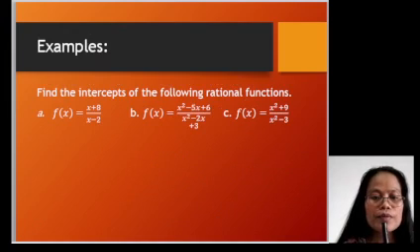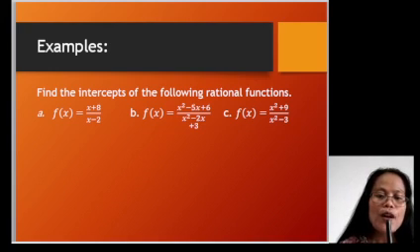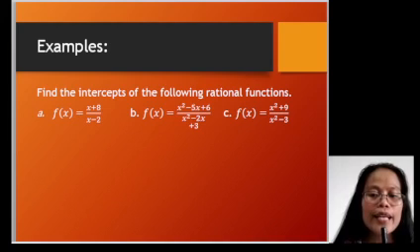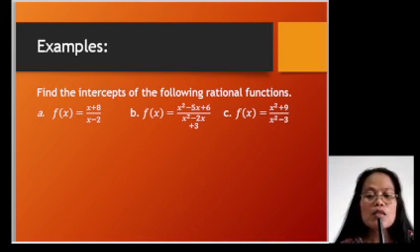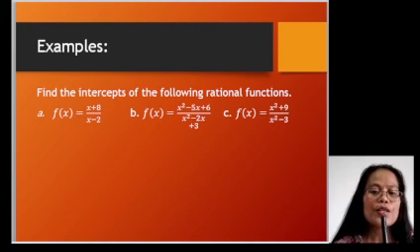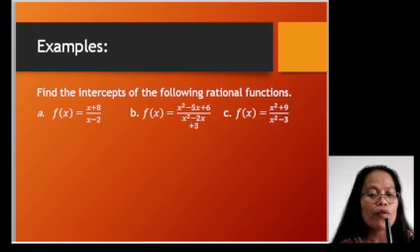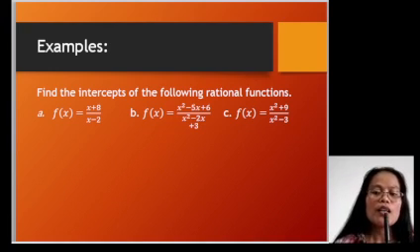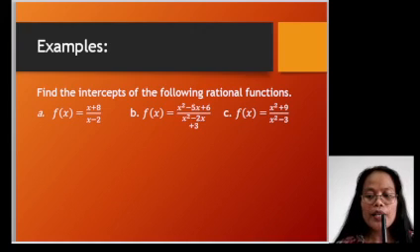Okay, we have 3 examples here. Find the intercepts of the following rational functions. We have a, f of x equals x plus 8 all over x minus 2. Letter b, f of x is equal to x squared minus 5x plus 6 all over x squared minus 2x plus 3. And letter c, f of x is equal to x squared plus 9 all over x squared minus 3. So we need to find the intercepts of the following.